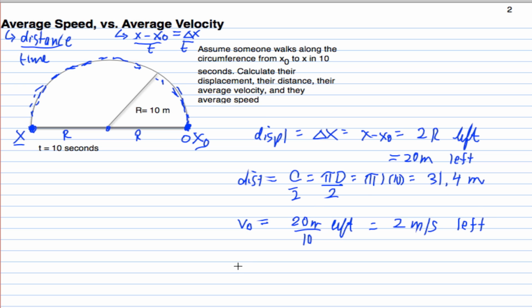To get the average speed, I'll take the distance over the time, and that's going to be this 31.4 divided by 10 seconds, and that ends up being 3.14 meters per second is my average speed. So I hope that kind of clears up a little bit of the confusion about displacement, distance, average velocity, right here, and average speed.